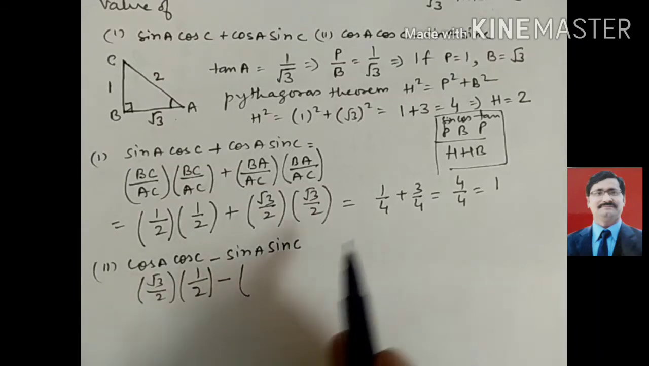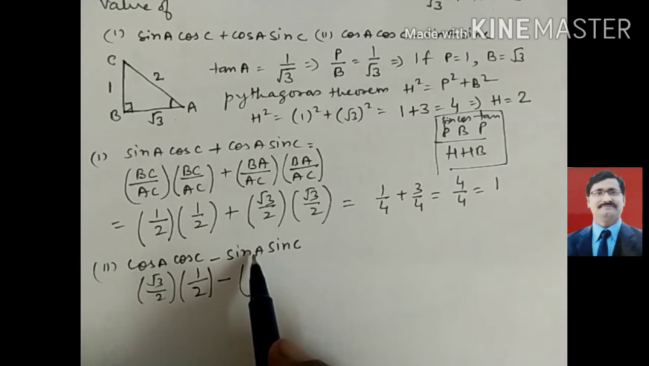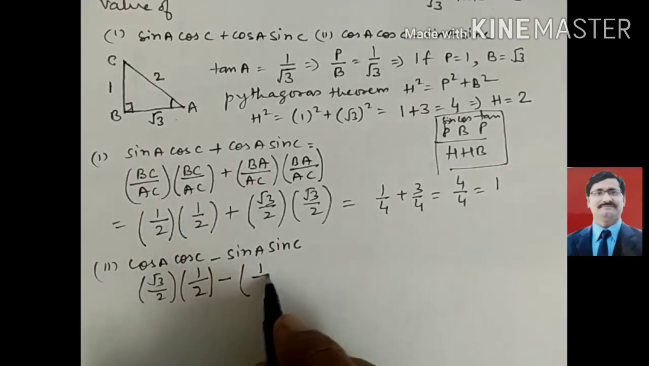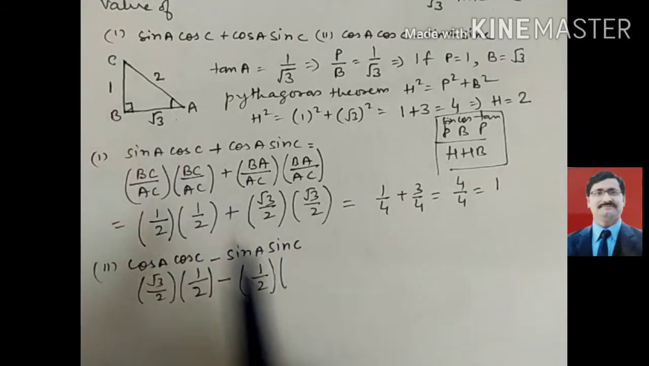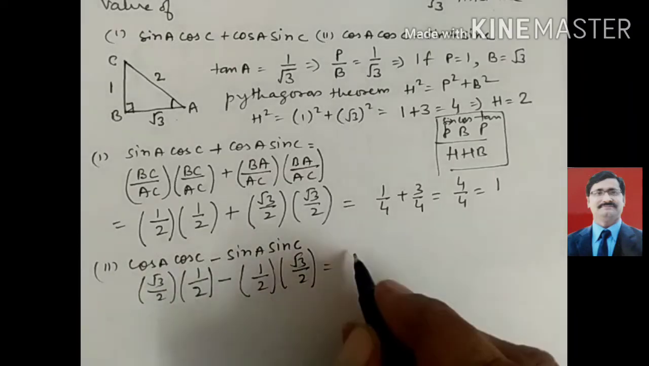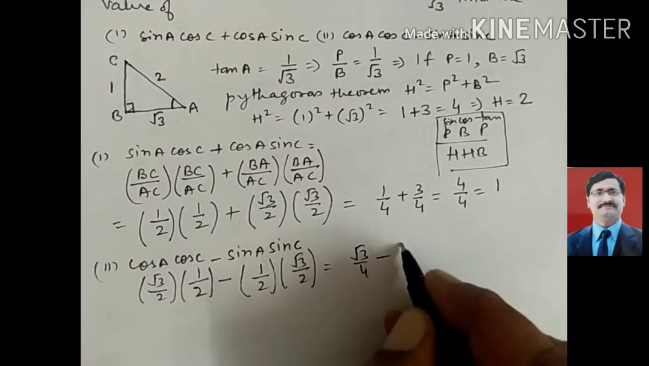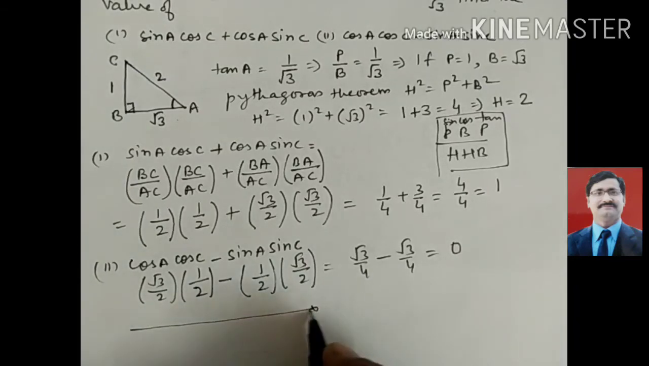This is sine. Sine is perpendicular upon hypotenuse. So for angle A, perpendicular is 1 and hypotenuse is 2. For angle C, perpendicular is root 3 and hypotenuse is 2. So what you get here is root 3 upon 4 minus root 3 upon 4, that you can write as 0. So this is a very simple question you have to understand.